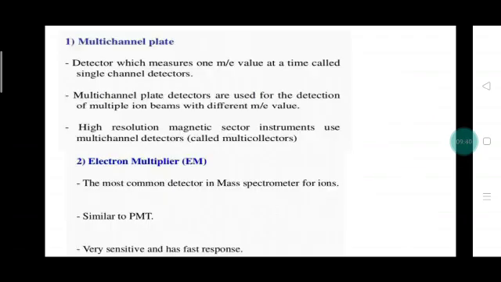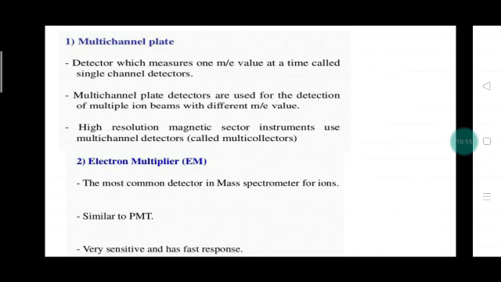First one is the multi-channel plate. A detector which measures one m by e value at a time is called a single channel detector. Multi-channel plate detectors are used for the detection of multiple ion beams with different m by e values. High resolution magnetic sector instruments use multi-channel detectors, also called multi-collectors or multi-collector detectors.